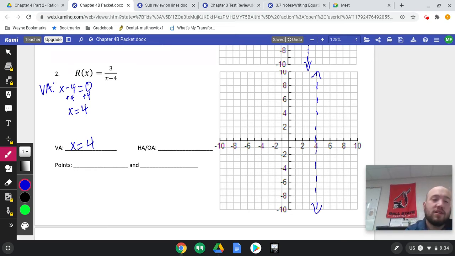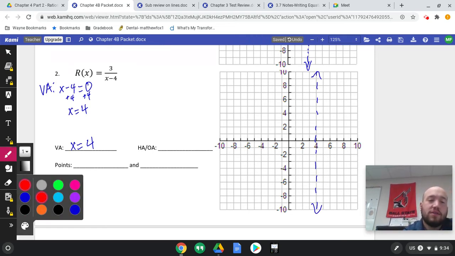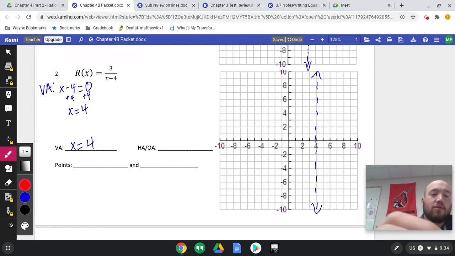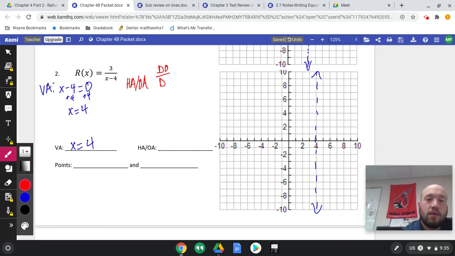And step 1 is done. All right, so step 2 now. It's either going to be a horizontal asymptote or an oblique asymptote. We have to decide. Now, to figure this out, once again, we take our degree. Okay, so degree 0 over degree 1.